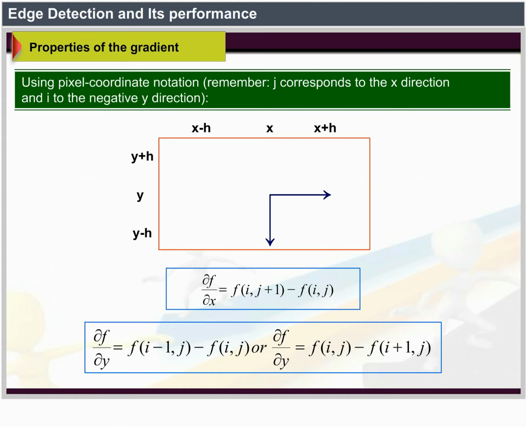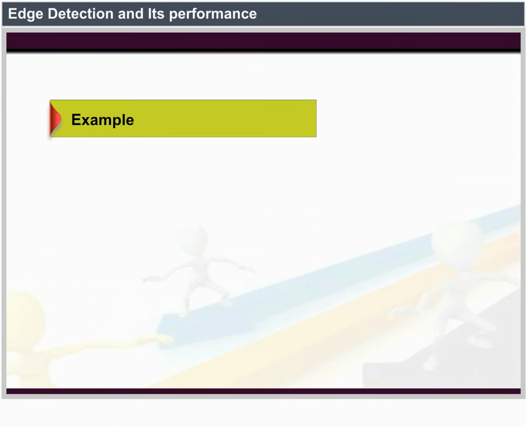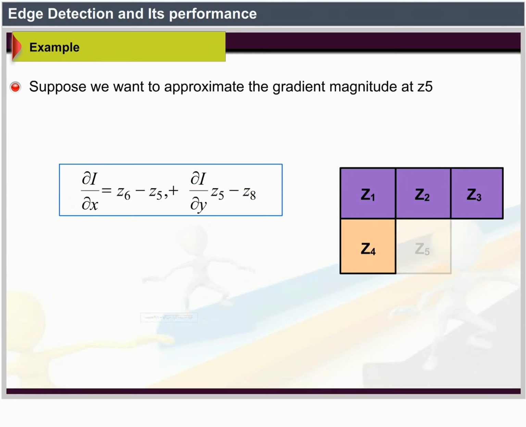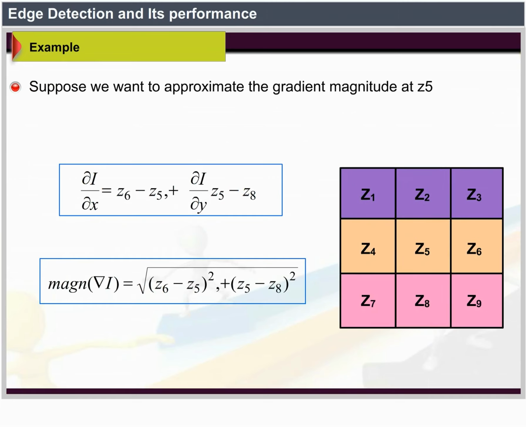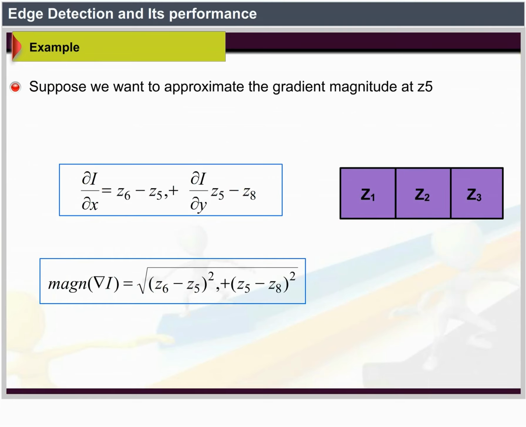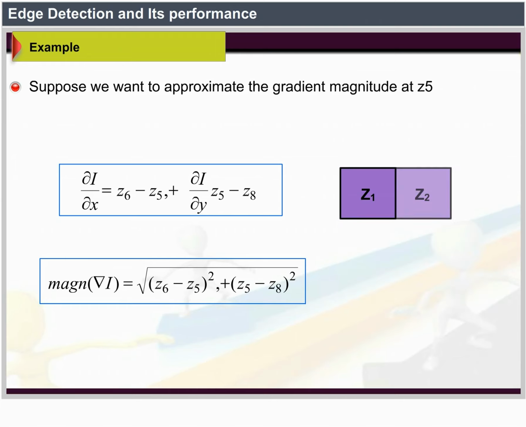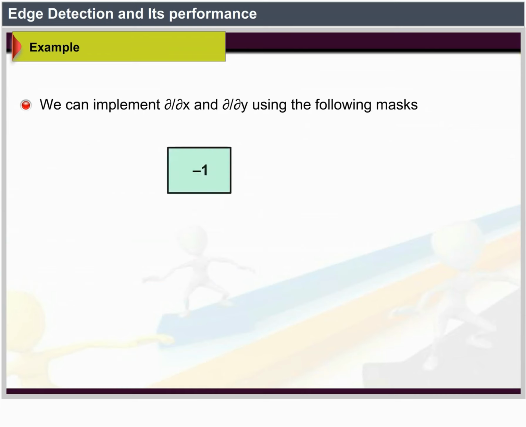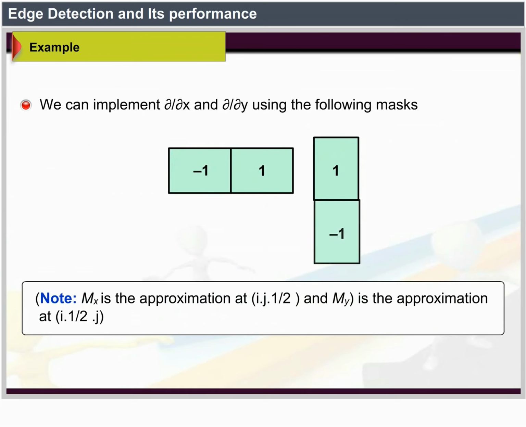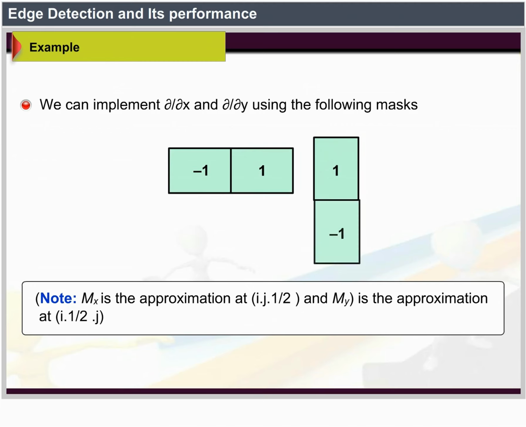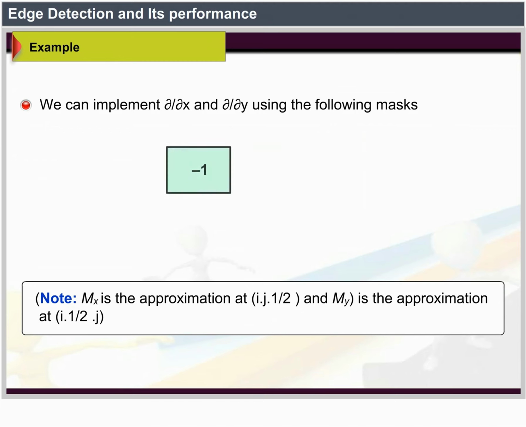Example. Suppose we want to approximate the gradient magnitude at z5. The magnitude is given by the equation shown. We can implement dou I by dou x and dou I by dou y by using the following masks: -1, 1, 1, -1.